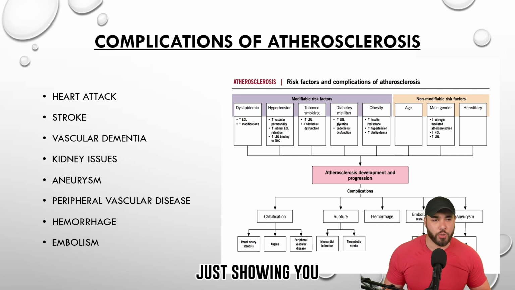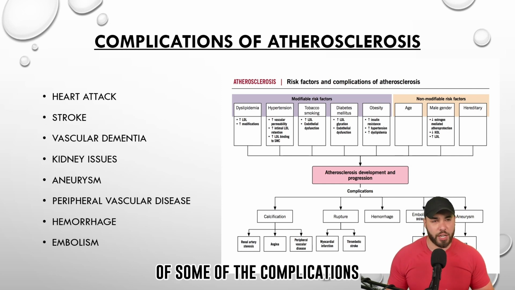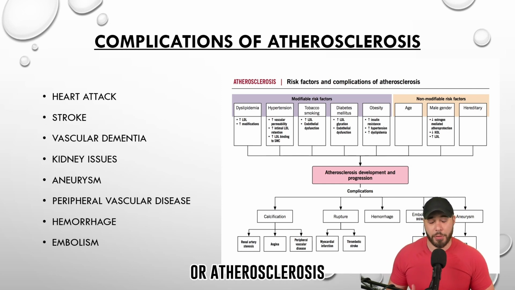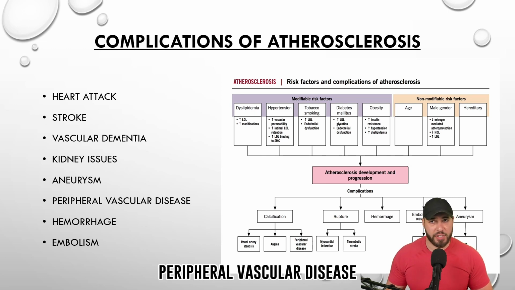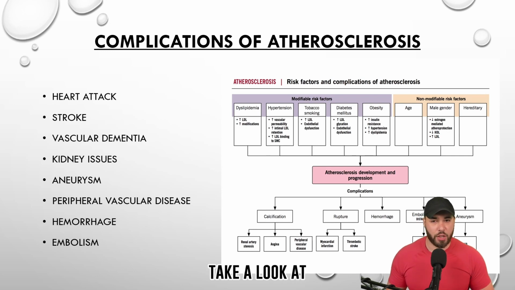So here I'm just showing you the schematic of some of the complications of atherosclerosis, some of which may be heart attack, stroke, vascular dementia, kidney issues, aneurysm, peripheral vascular disease, hemorrhage, and even an embolism. And you can take a look at some of the modifiable risks, some of the non-modifiable risks, and then some of the development and progression of the complications that can occur with atherosclerosis.